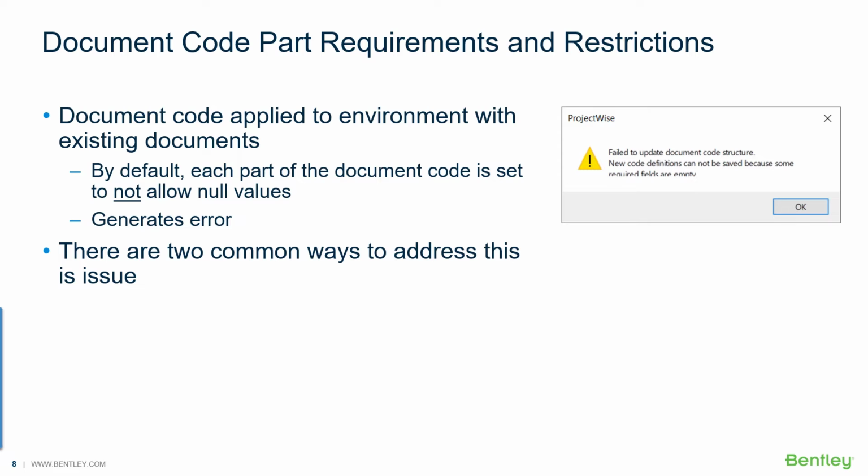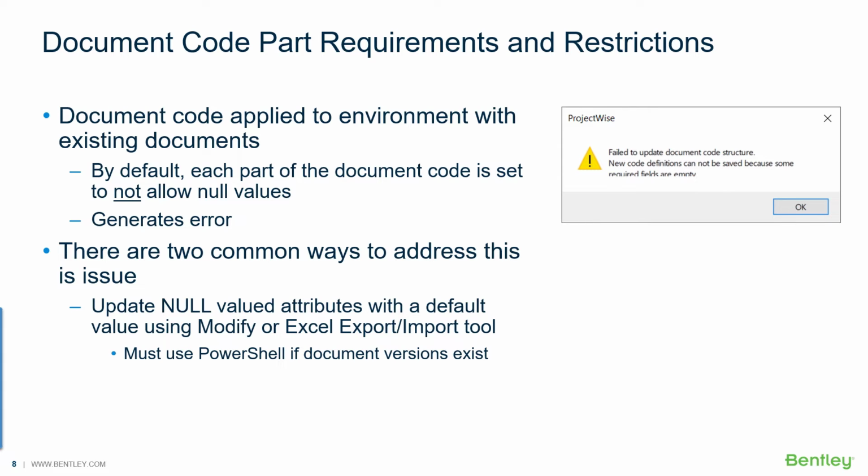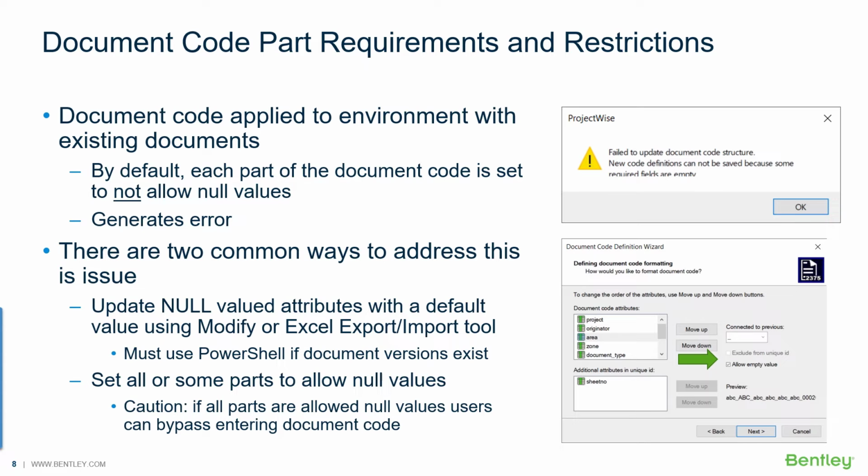There are two common ways to address this issue. First, you can update all null valued attributes that will be part of the document code using the modify or the Excel export import tool. If document versions exist in the data source, PowerShell would have to be used to make the modifications for the documents that have versions. Alternately, in the document code definition wizard, you can set all or some parts of the document code to allow null values.